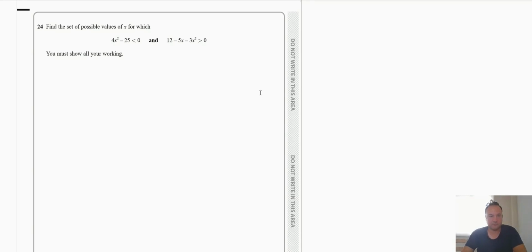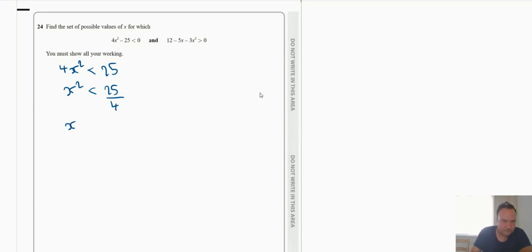Right. So the first thing I'm going to do, I can see that there's no x term for the first inequality, so you can easily deal with the first one by taking the 25 over to the right-hand side. Dividing both sides by 4 means that x squared is going to be less than 25 over 4. So what this basically means is that x is going to be less than the square root of 25 over 4, so x is less than 5 over 2.